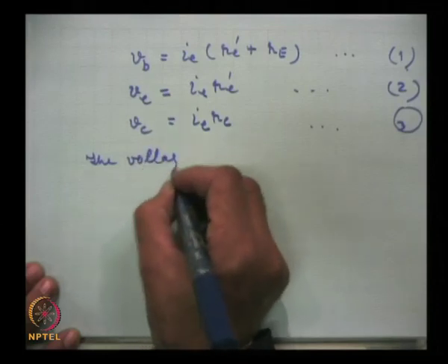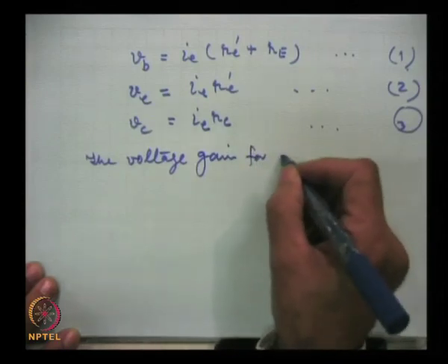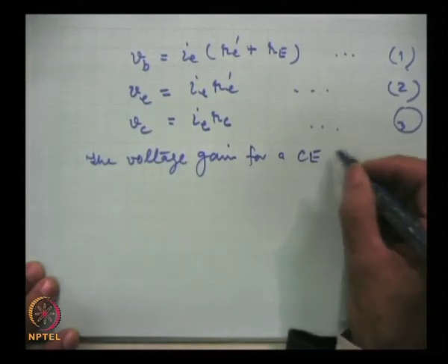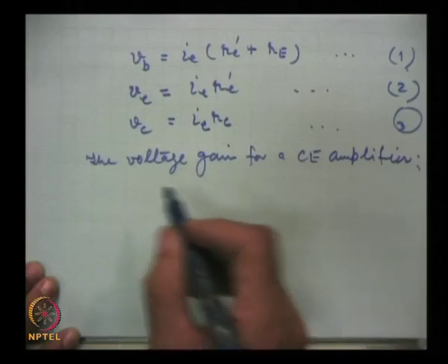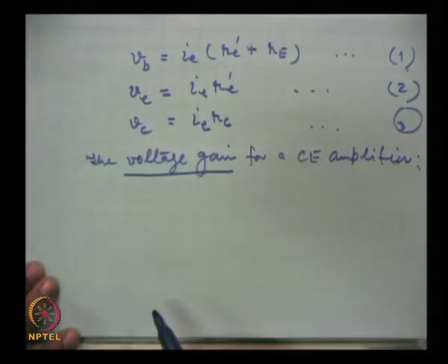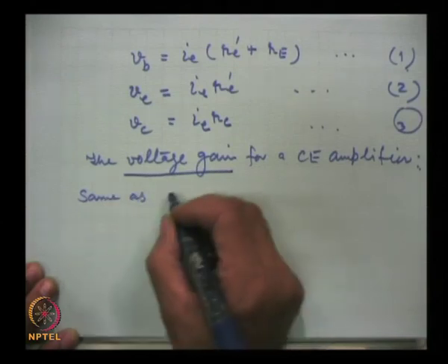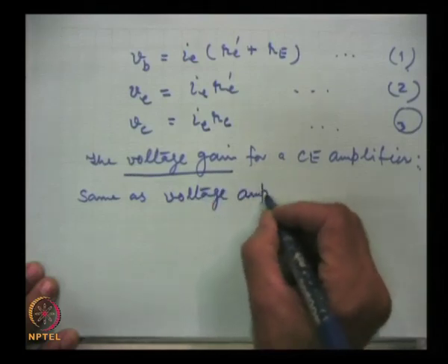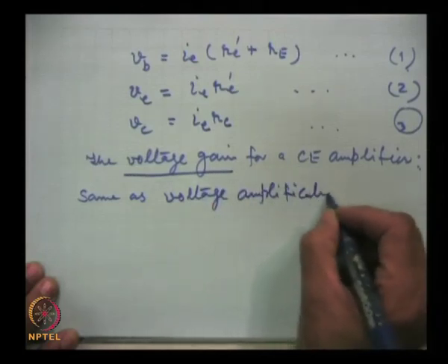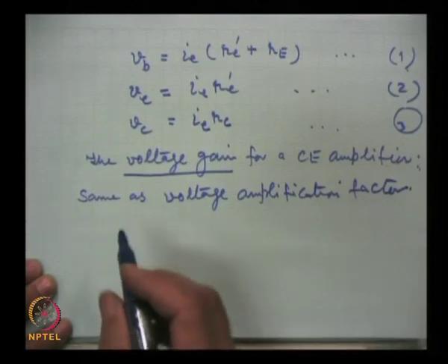So, first we write an expression from these equations, it is very simple to get the voltage gain for a common emitter amplifier, CE amplifier. This voltage gain is sometimes called amplification factor, voltage amplification factor.